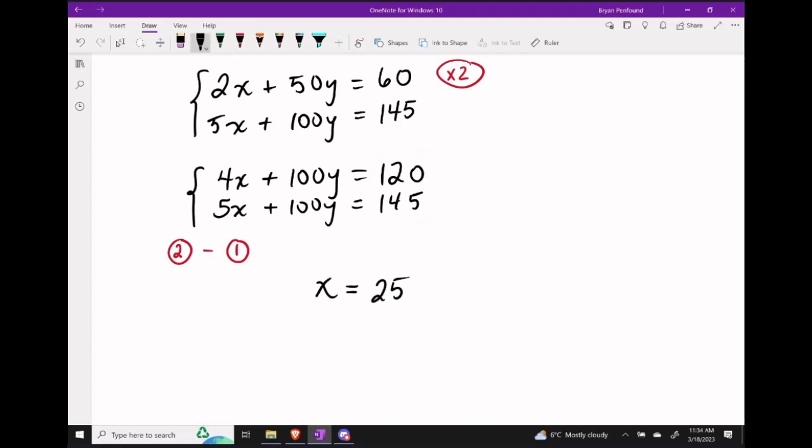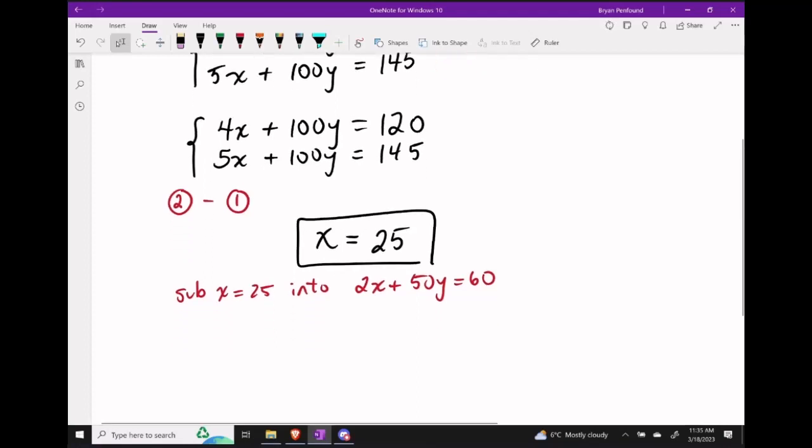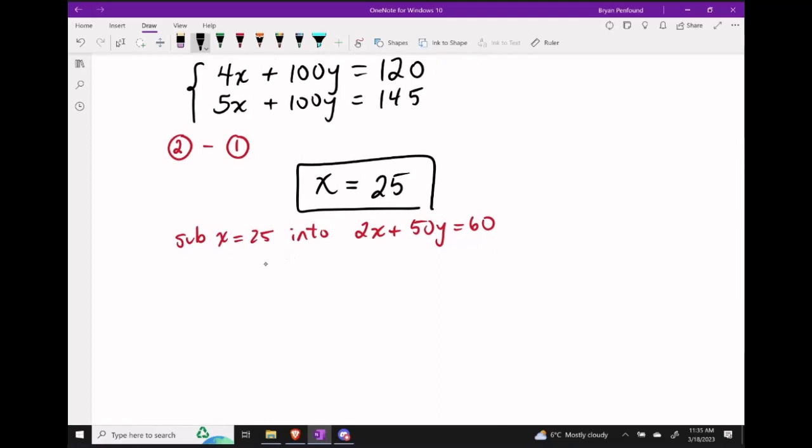So this means we're going to get our solution for x right away. We know that x is equal to 25. And then to finish off this problem, we go back to one of our original equations. We take one of those equations and make a substitution. I've chosen to take our original equation number 1, 2x plus 50y equals 60, and let's go ahead and substitute 25 into that equation for x.